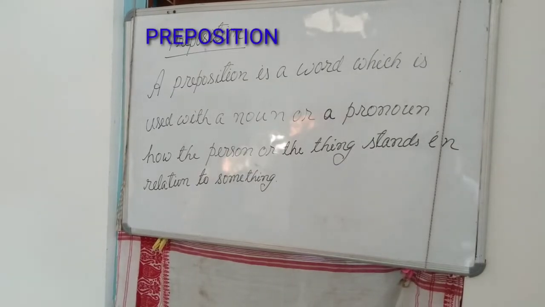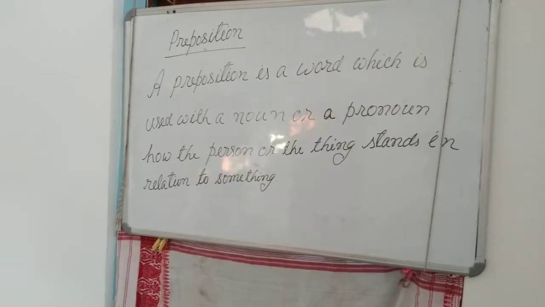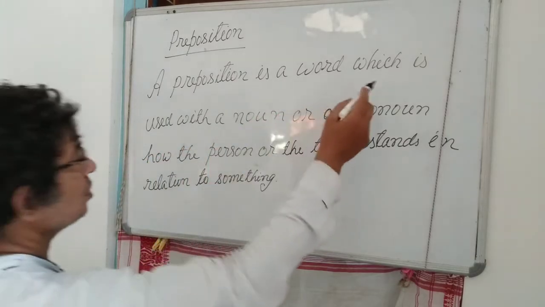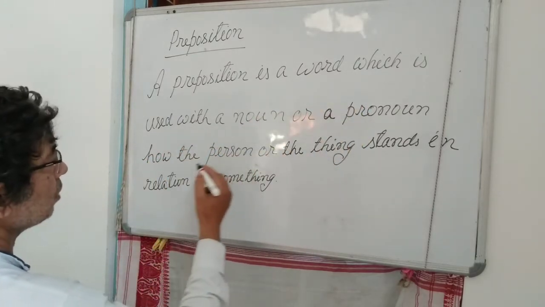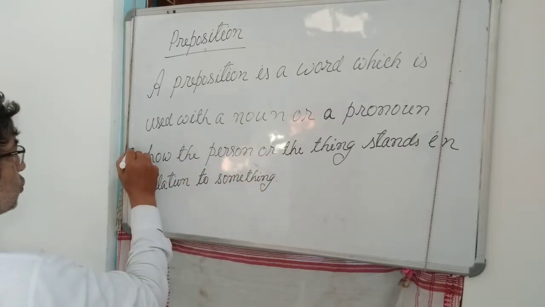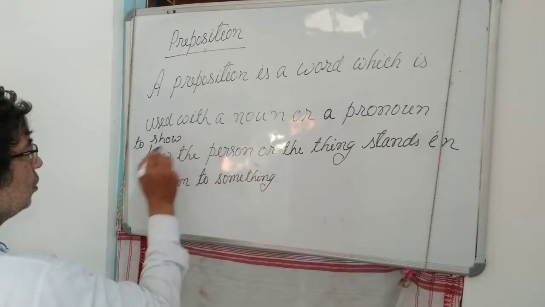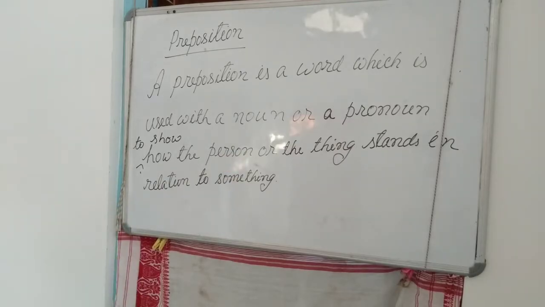Now come to the preposition. A preposition is a word which is used with a noun or a pronoun to show how the person or the thing stands in relation to something. So it establishes a relation between nouns and pronouns.